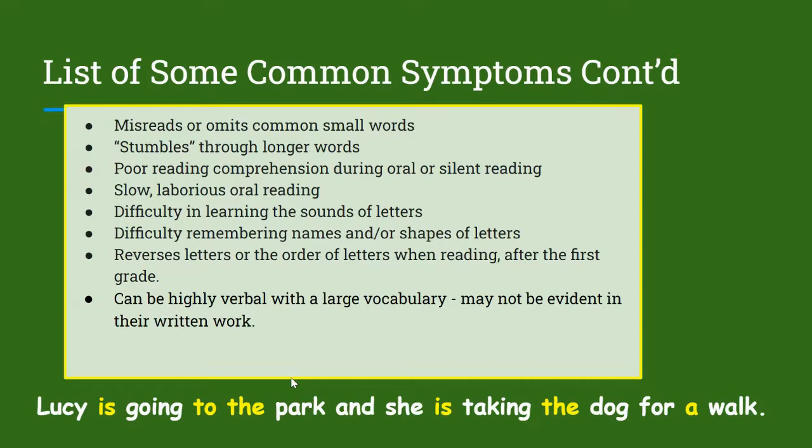And again, this varies, right? We want to always keep in mind that it varies. Markers of dyslexia or symptoms vary from mild all the way to profound. Difficulty in learning the sounds of letters, remembering names or shapes of letters, reversing letters or the order of letters when reading after the first grade.